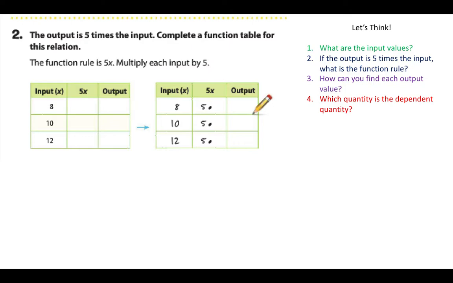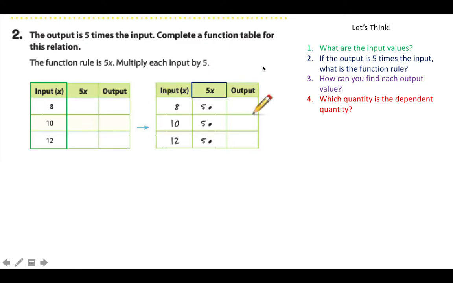All right, let's see how you did. So, what are the input values? Well, if we look at the input column, we see that our input values are 8, 10, and 12. Okay, so if the output is 5 times the input, what's the function rule? The function rule is 5 times x, where x is the input value. So 5 times x is our function rule.